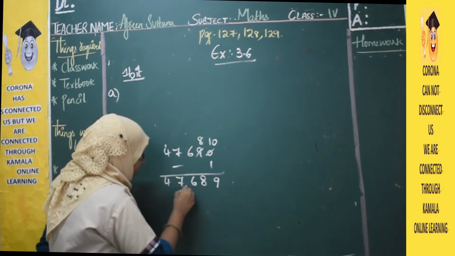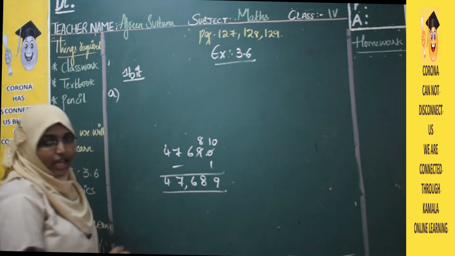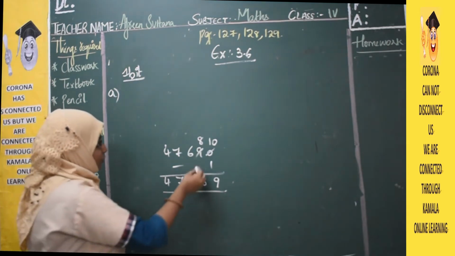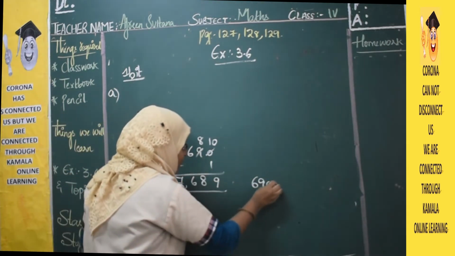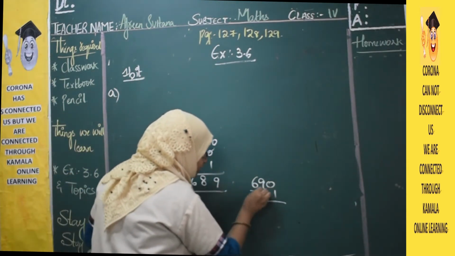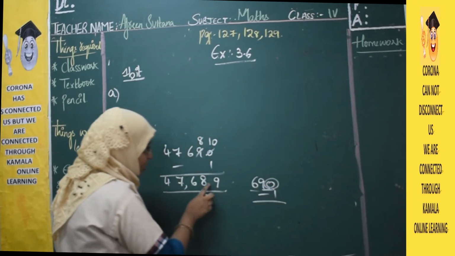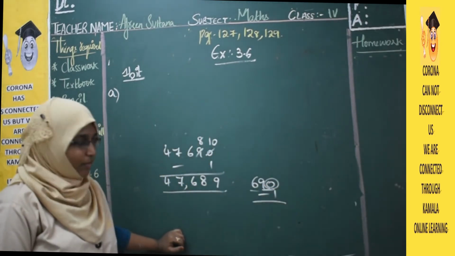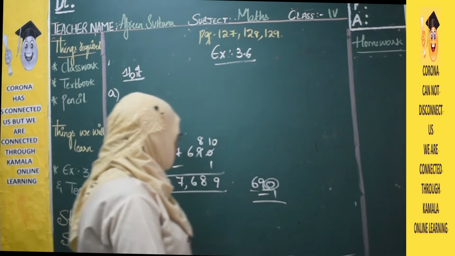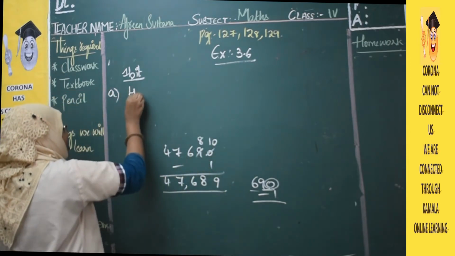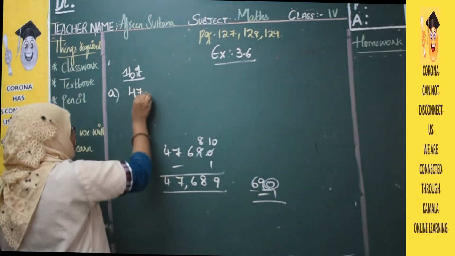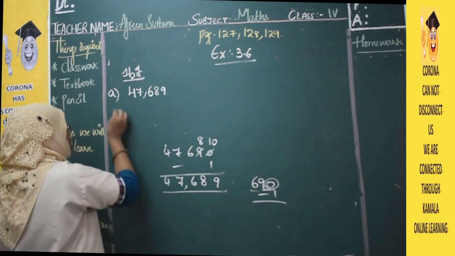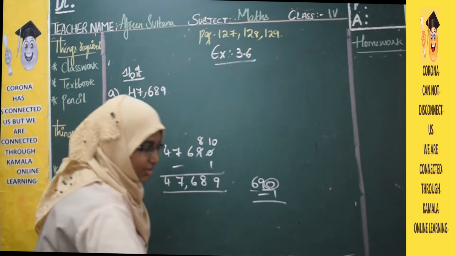So what is this? 47,689. Initially it was 690. When we have subtracted 1, the number at 1's place has been decreased by 1. So what is the answer? First answer, you can write down in your textbook, 47,689. Let's move with the next.